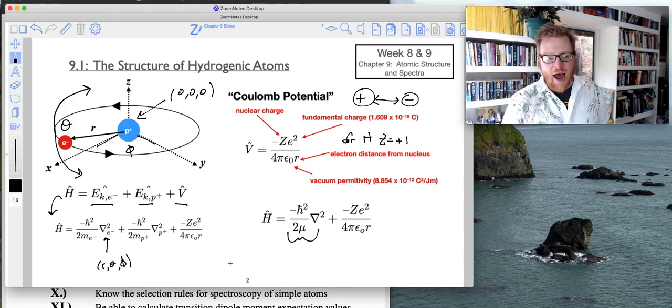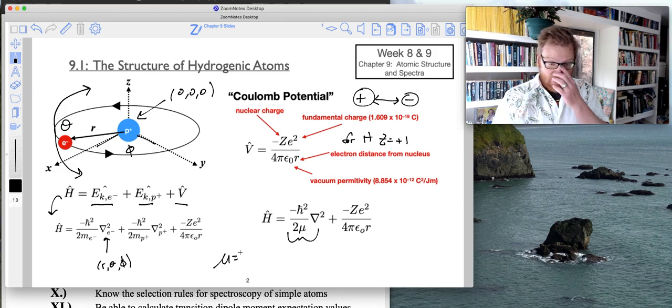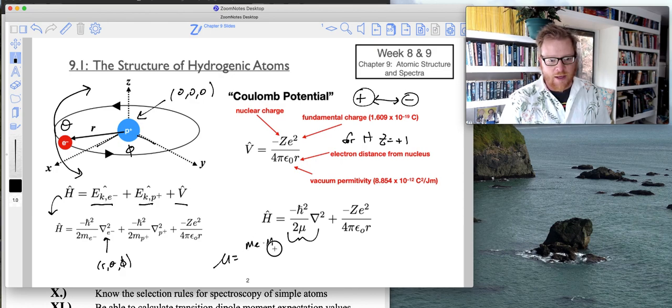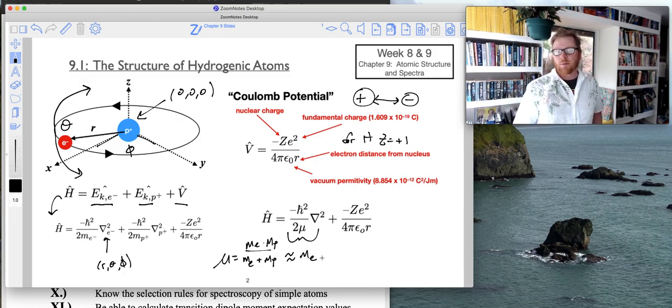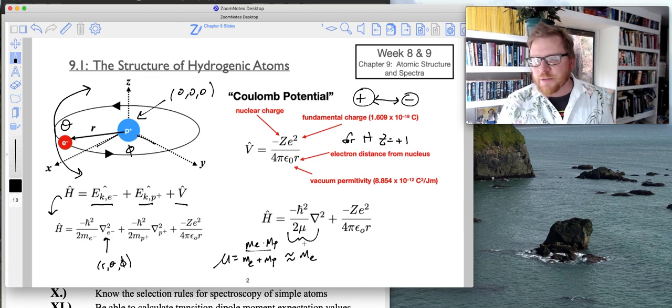And also, we notice we've got mu, the reduced mass, so that's how I'm also able to combine those terms into one kinetic energy term. Remember, that's going to be me times mp divided by me plus mp. And hopefully you remember, this is effectively just the mass of the electron. So even though I've got a mu right here for my electron-proton system, that's effectively just the mass of our electron. So we've got our kinetic term and we've got our potential term, and we're ready to go. Beautiful. Let's keep it going.